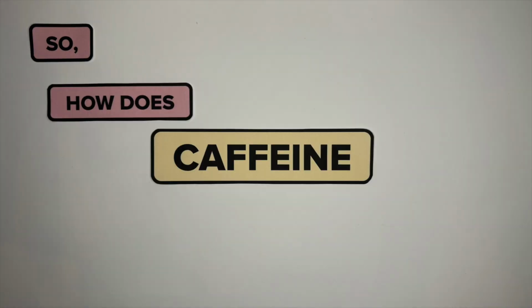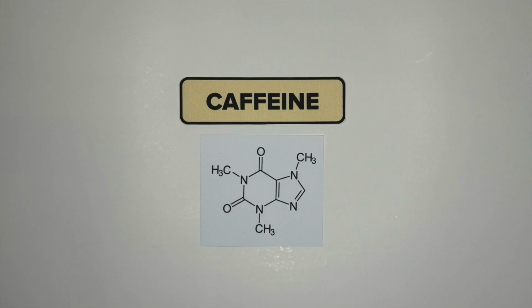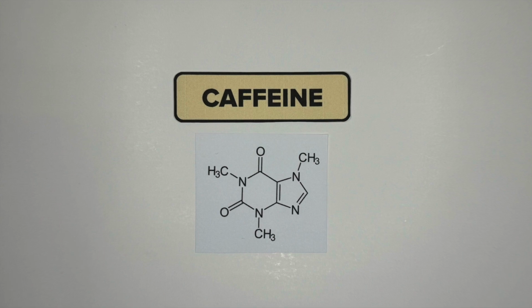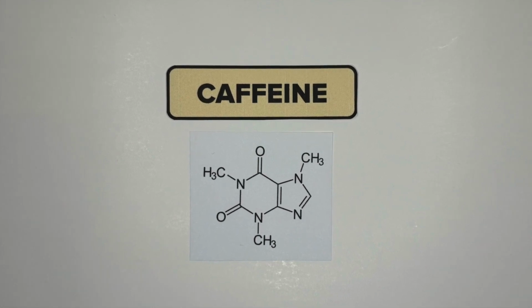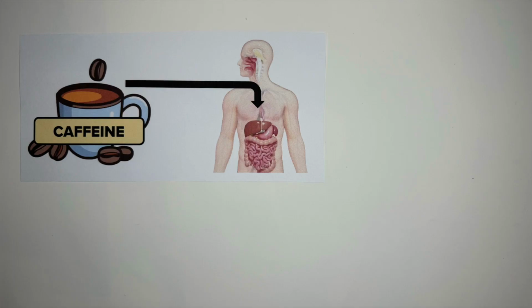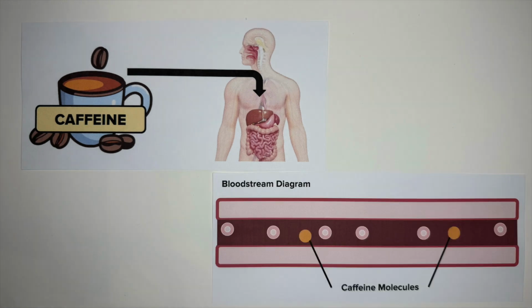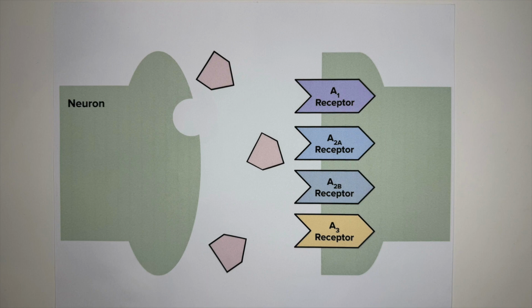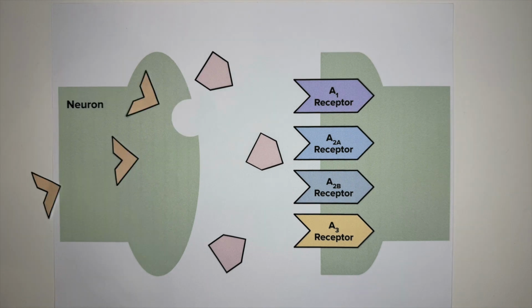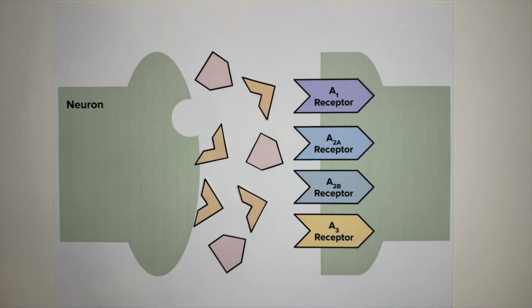So, how does caffeine affect this process? Caffeine is a stimulant, part of the family of methylxanthines. It blocks normal sleep-inducing pathways. When the drug is introduced into the body, it is absorbed through the gastrointestinal tract, where it enters the bloodstream. Caffeine can then travel to the central nervous system and brain, where it enters the synapse between neurons.